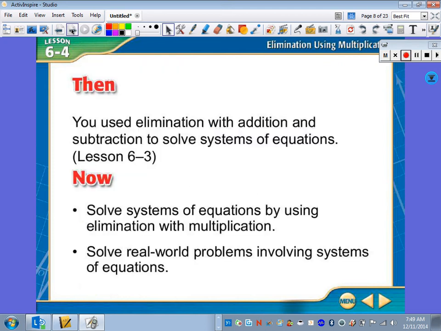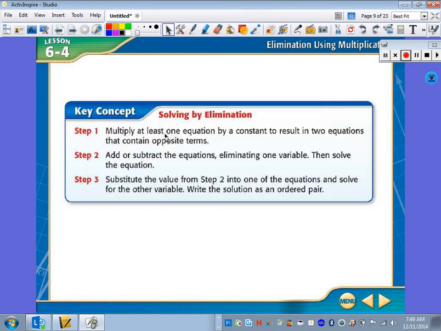So now we used elimination with addition and subtraction to solve systems of equations. Now we're going to solve systems of equations using elimination with multiplication, and then we're going to do some word problems. Let's get started. Basically, you are going to multiply one or both of the equations by some number in order to make the variable fall out.